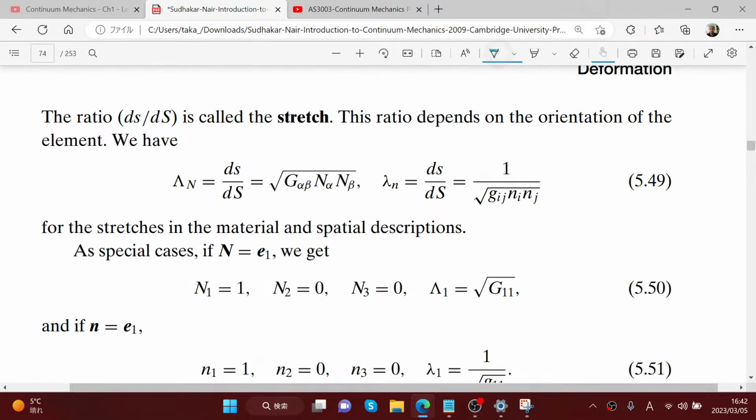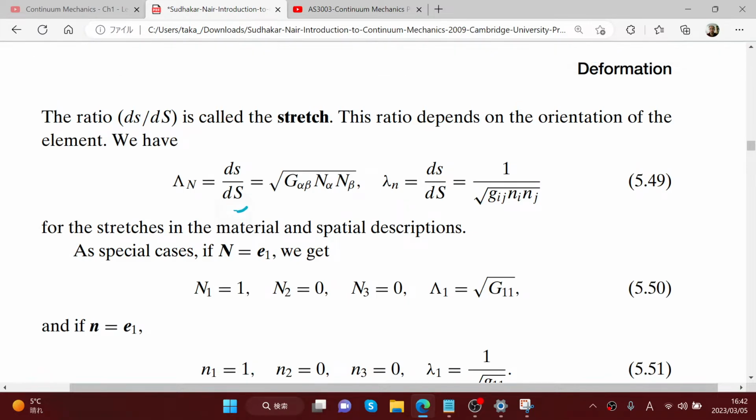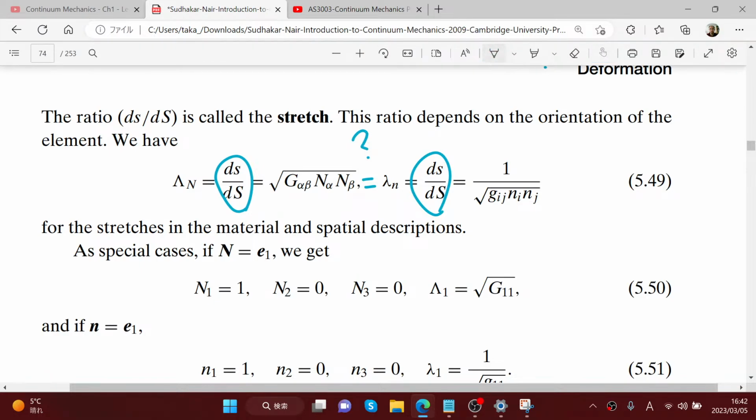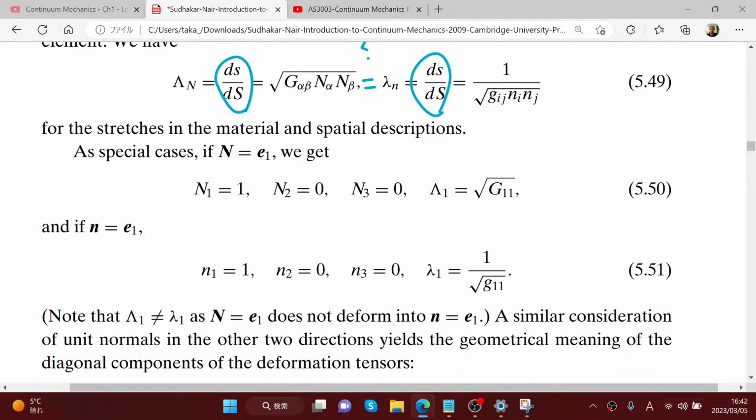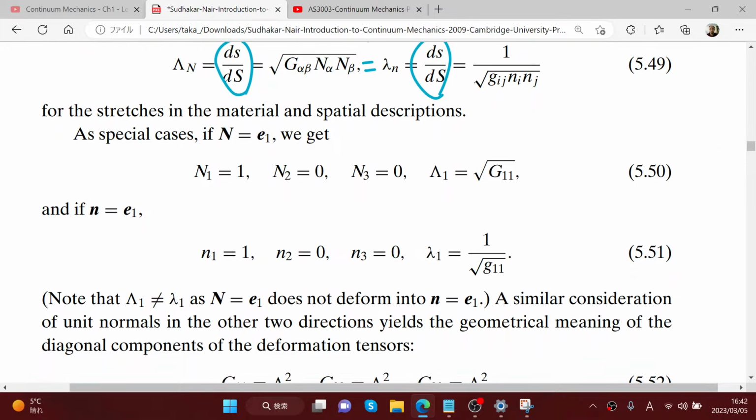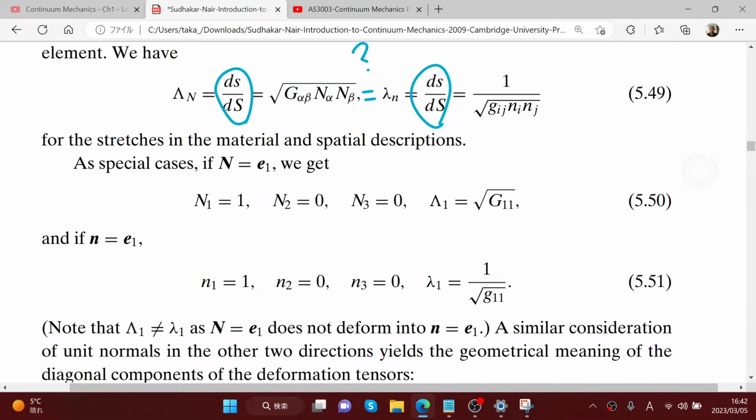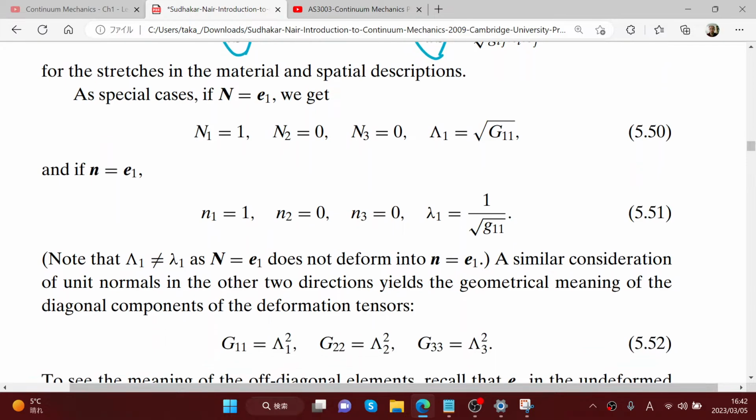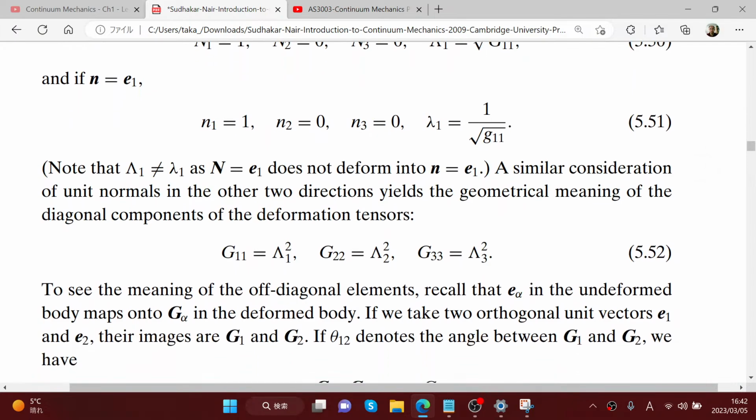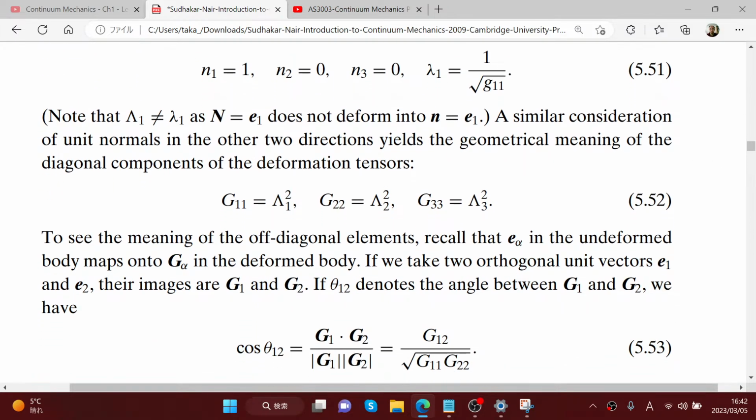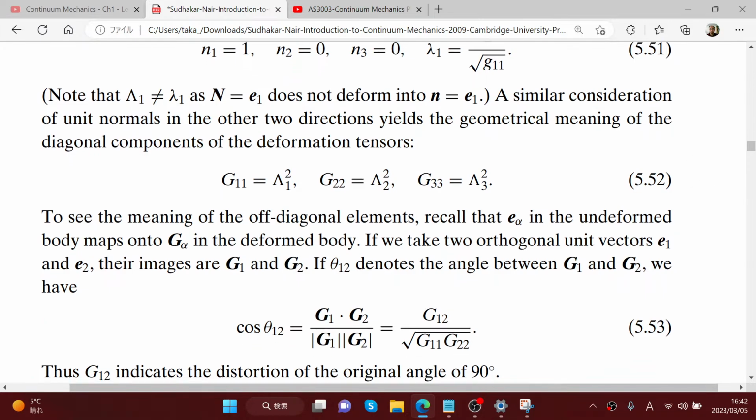I think this is the same thing, right? Is this the same quantity? Should it be equal? I'm not so sure. This should be equal, I think, for the stretches in the material and spatial descriptions. As special cases, if N equals E1, we get something like this. And if small n is e1, we get something like this. Note that blah blah blah.